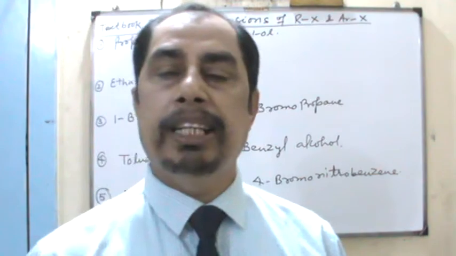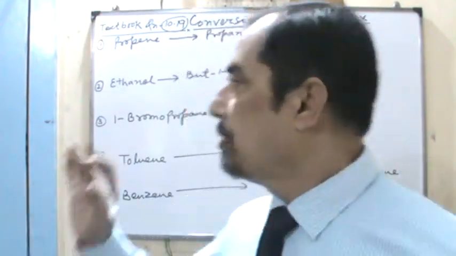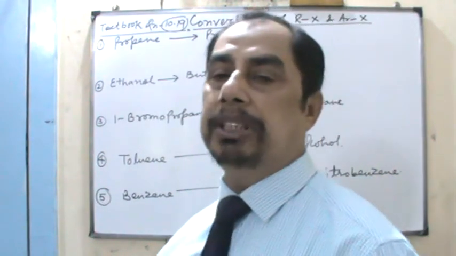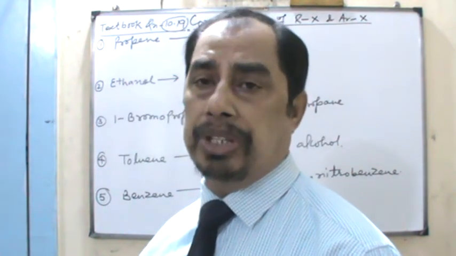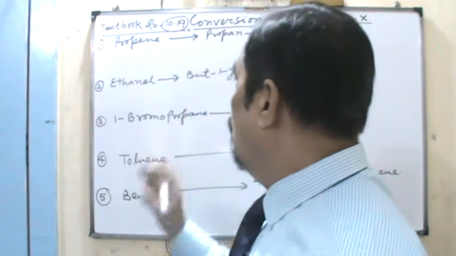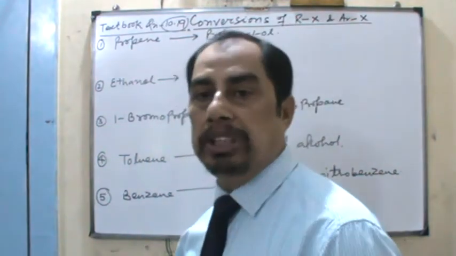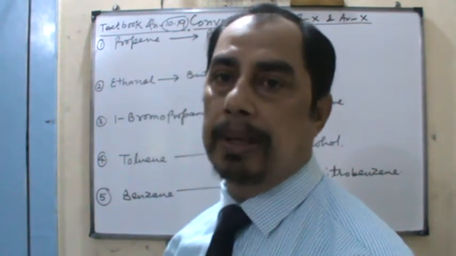From the textbook, question number 10.19, which I have mentioned here, there are 20 conversions based on the preparation and properties of the haloalkanes and haloarenes. If you remember all the methods of preparation, then you will be able to explain all the conversions. Actually, these conversions are absolutely and exclusively based on methods of preparation and chemical properties.